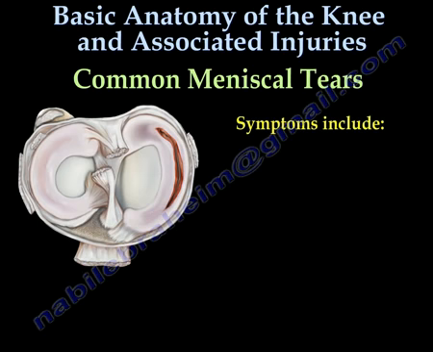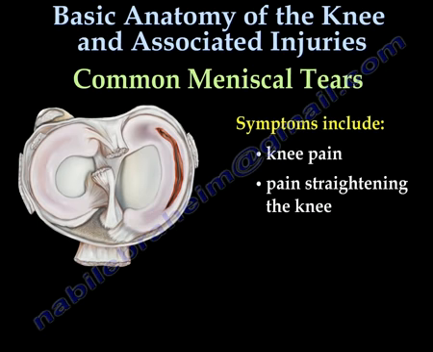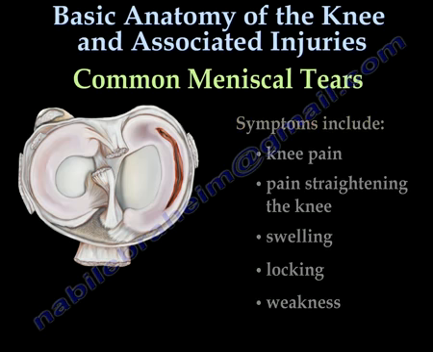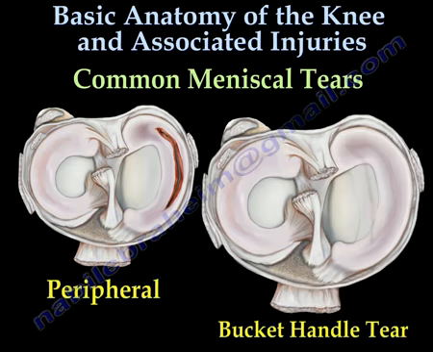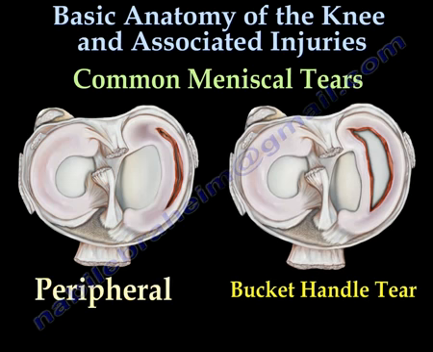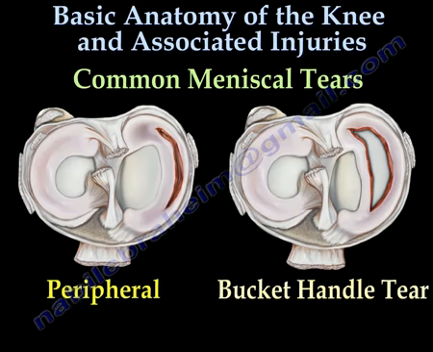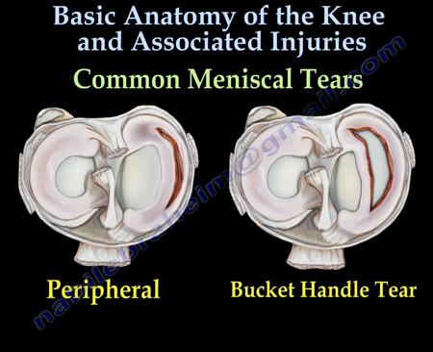Symptoms of meniscal tears include knee pain, pain when straightening the knee, swelling, locking of the knee joint, and weakness. Two common types of meniscal tears include peripheral and bucket handle tears. Peripheral tears occur in the vascular zone and will usually heal if repaired. Bucket handle tears generally involve a large portion of the meniscus displaced into the joint, which is usually debrided. Meniscal tears are extremely common knee injuries. With proper diagnosis, treatment, and rehabilitation, patients often return to their pre-injury abilities.